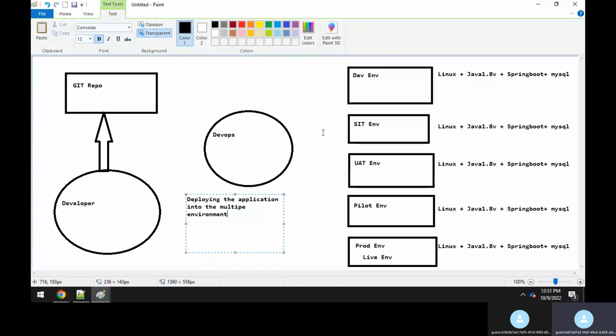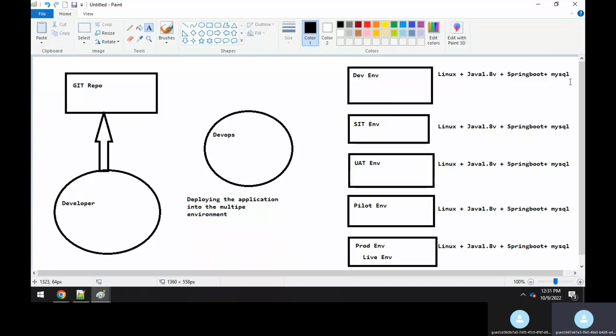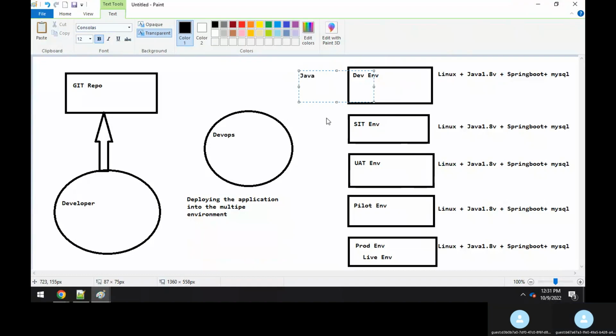Now the point here is that we need to have the same software versions present in all these different environments, or all these different servers or machines. For example, suppose your dev environment has Java 11, your UAT environment has maybe Java 13 or whatever, or else your production might have Java 1.5.